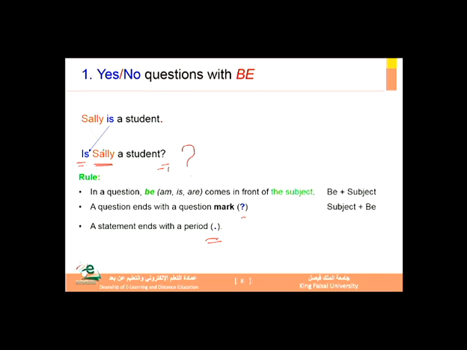So the order of the question is we start with be, then we have the subject. If you look at this example, Is Sally, here we have be first, followed by the subject, which is Sally. While in the statement, in the sentence, we have the subject first, followed by the verb. So subject-verb in the sentence, while in the question we have verb followed by the subject.